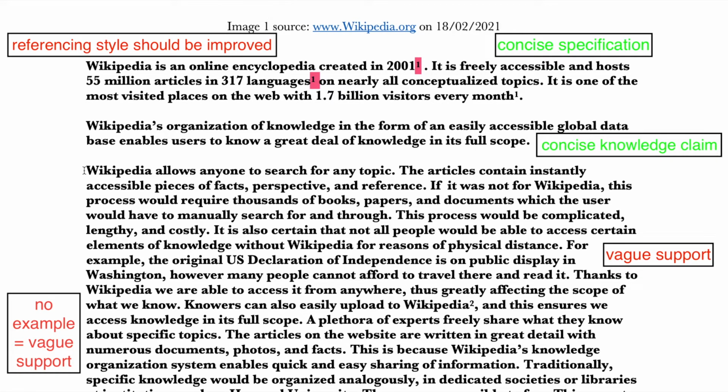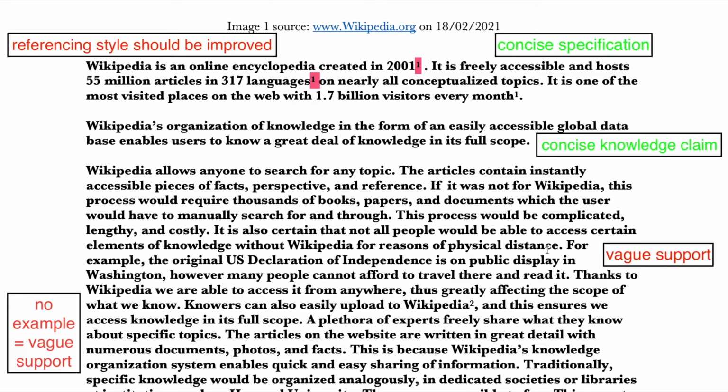I then move on to explaining my knowledge claim. I write Wikipedia allows anyone to search for any topic. Then I write the articles contain instantly accessible pieces of facts, perspective, and reference. If it was not for Wikipedia, this process would require thousands of books, papers, and documents, which the user would have to manually search for and through. This process would be complicated, lengthy, and costly.